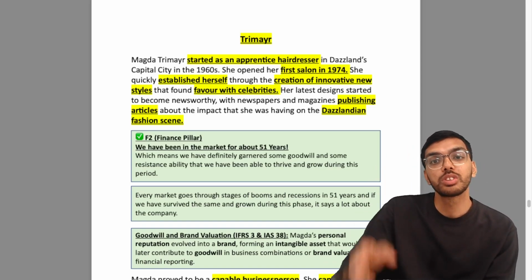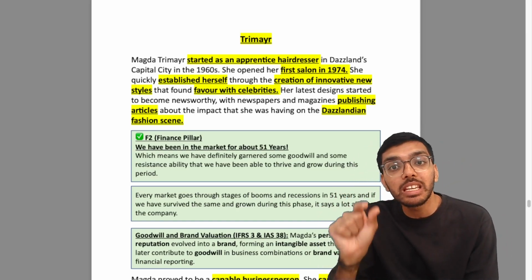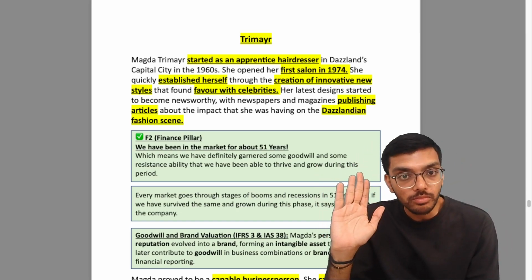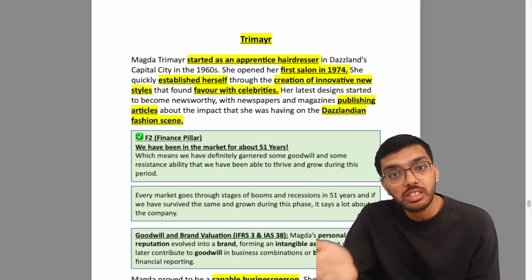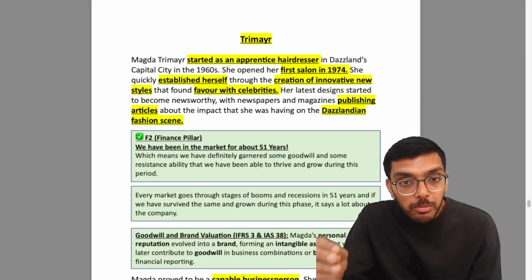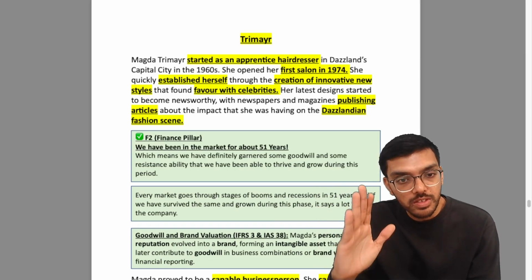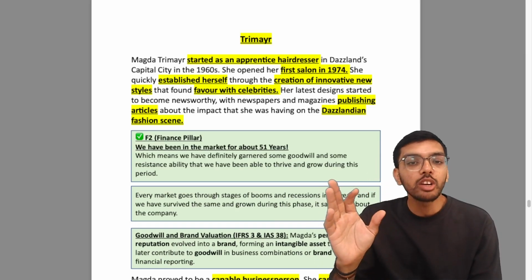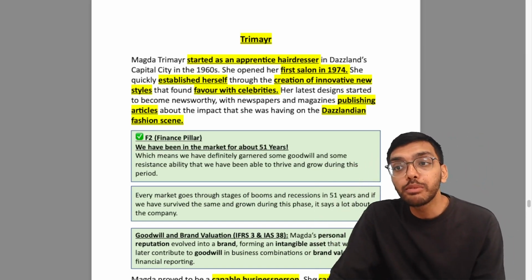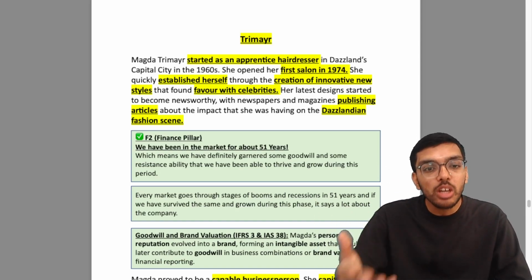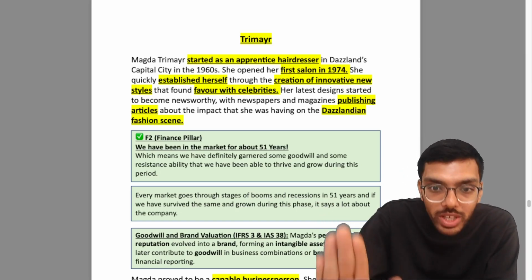The first most important aspect which is coming to my mind is that the Trimayr brand has been in the market from 1960, or 1974 if you want to count from when the first salon opened. So your brand has been in the market for 51 years. Every market goes through stages of booms and recessions, and surviving for 51 years means you are doing something right, which means your wrongs have been removed.